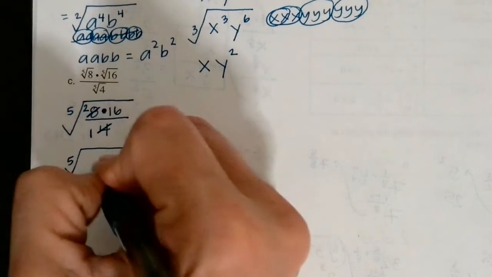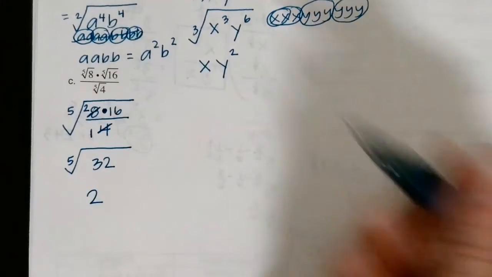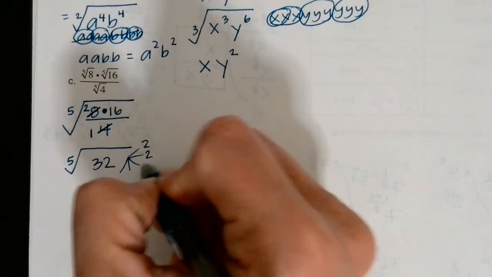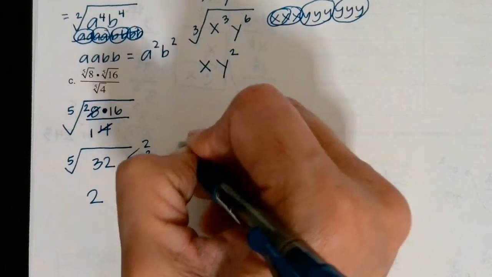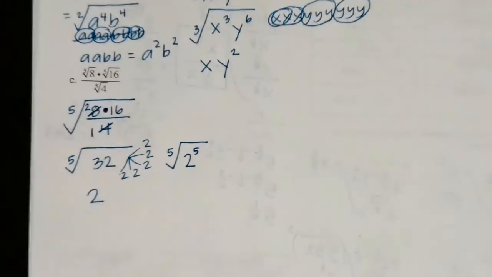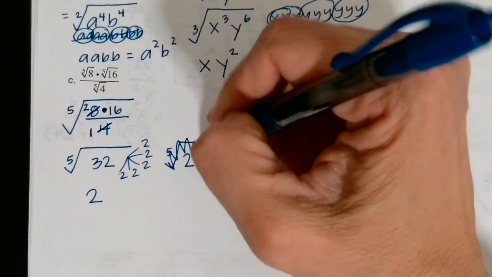So I have 2 times 16, which is 32, and the fifth root of 32 is 2, because I can get 5 of a kind. 5 2's, so if I'm trying to do, I haven't shown you guys this yet, but this is what you're doing with it. When you do the 2 to the 5th power, and then the 5th root of that, this power is being undone by that root.